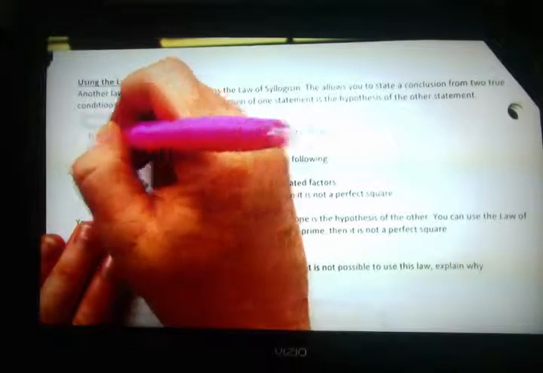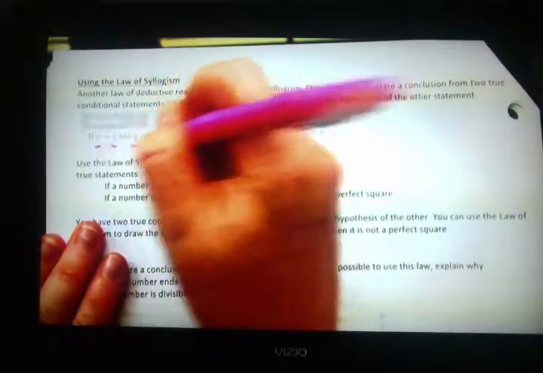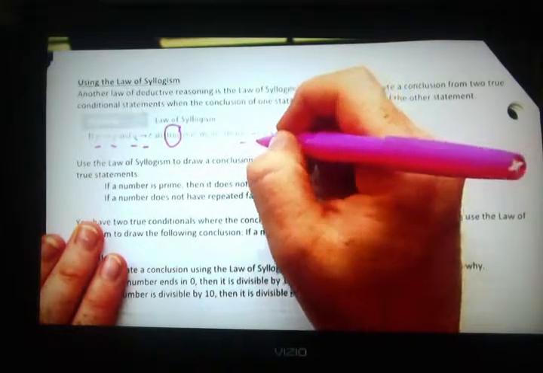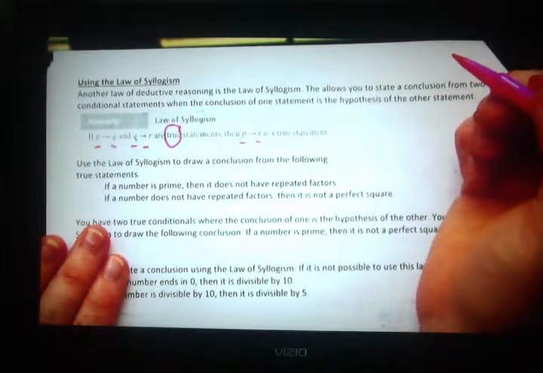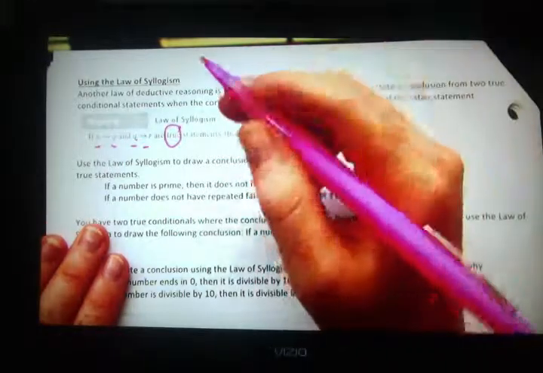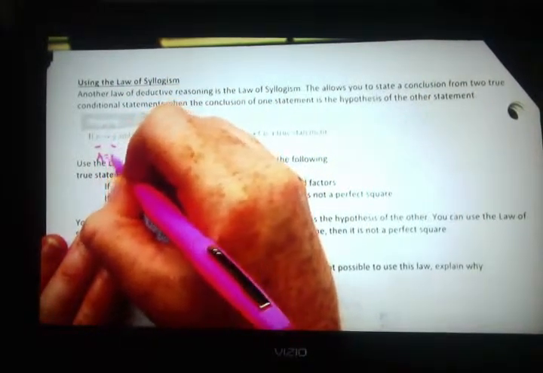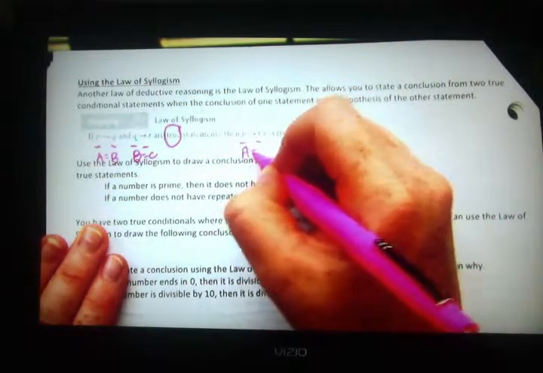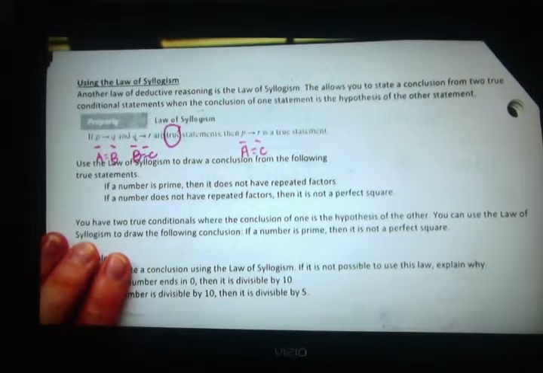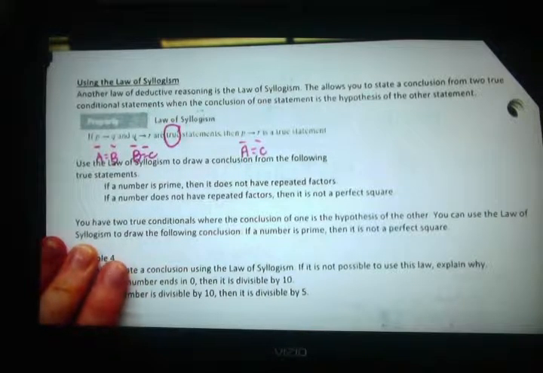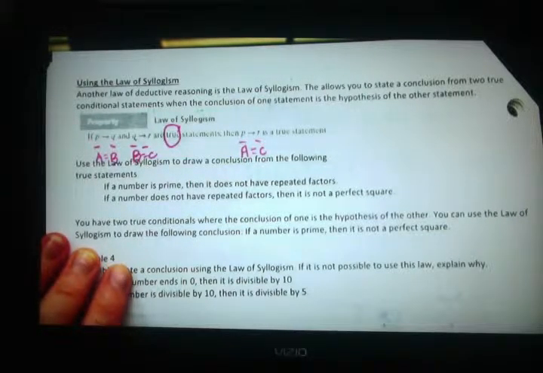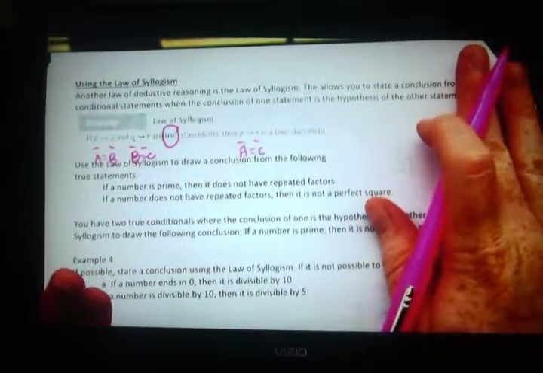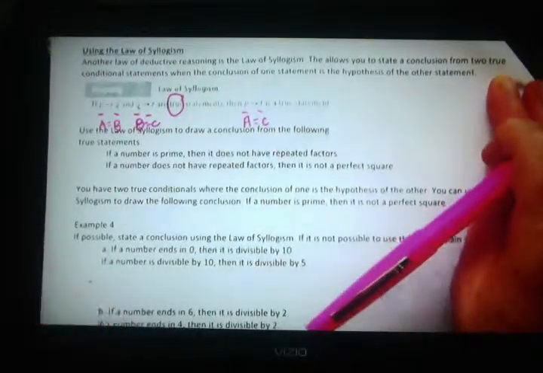Here, if P then Q and Q then R are true statements, then P then R is a true statement. So think of it like transitive: if A equals B and B equals C, then A equals C. Same exact idea, but we're using it with conditional statements. So because of the law of syllogism, we can say this is true. Let's look at some examples.